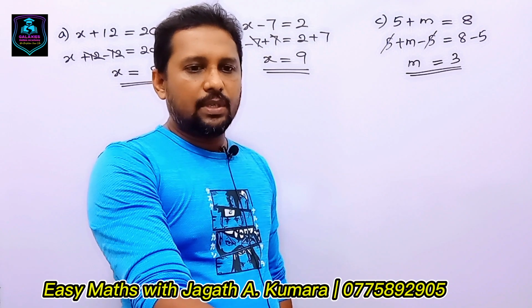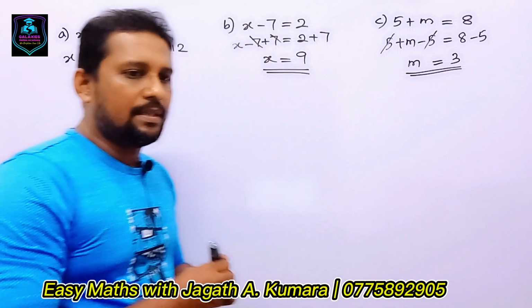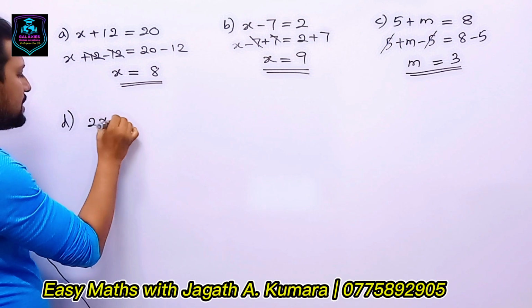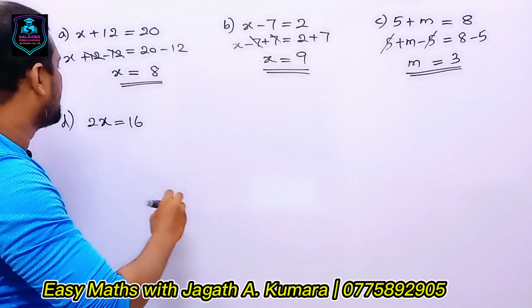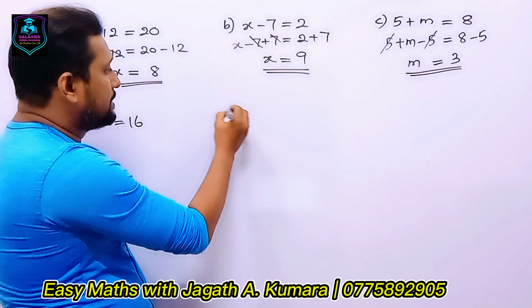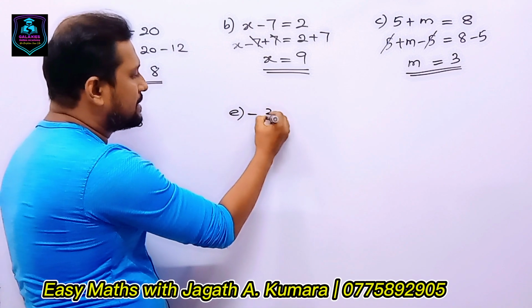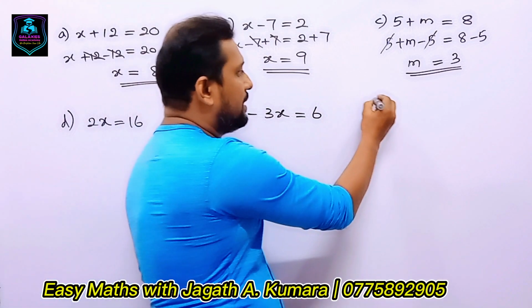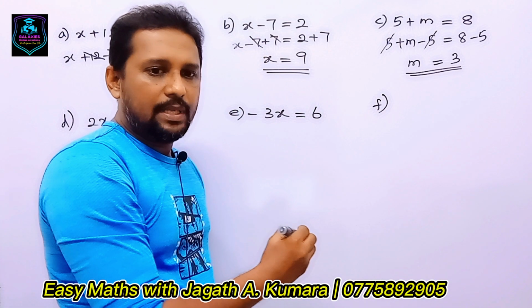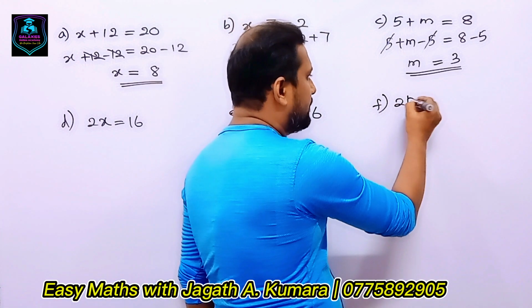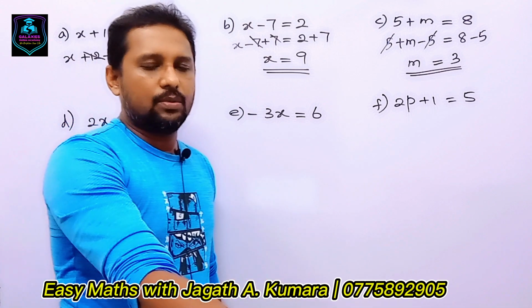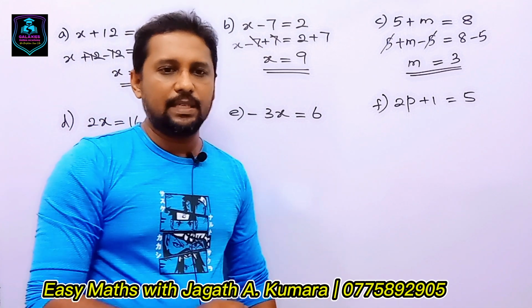Right. Then some more parts are also given. Part d is given: 2x equals 16. The next one, part e, is given: minus 3x equals 6. And part f is given: 2p plus 1 equals 5. Right, then let's go and solve these three equations.